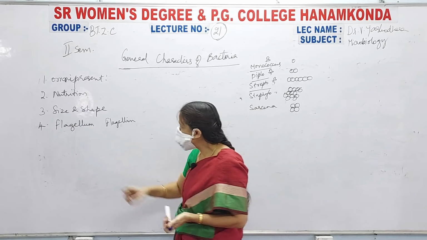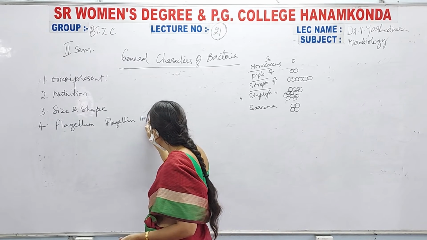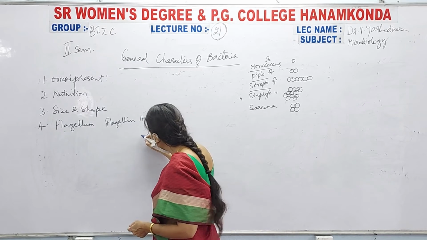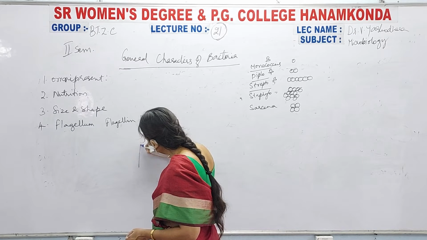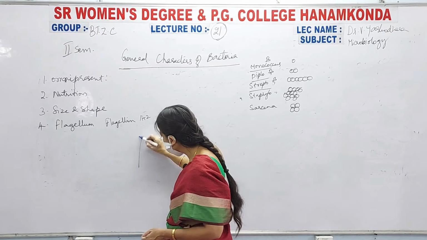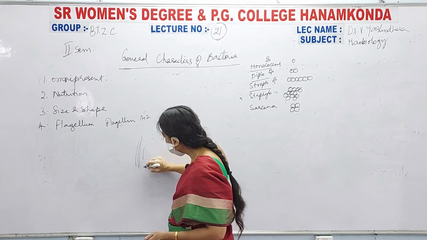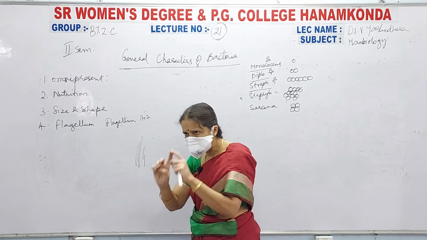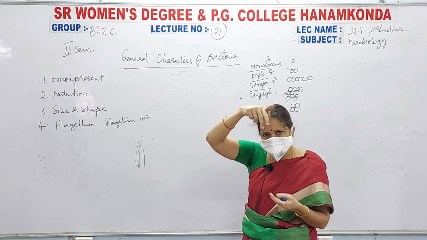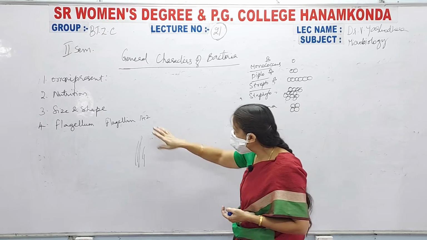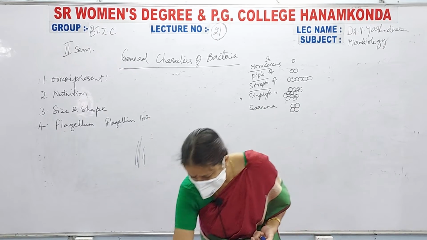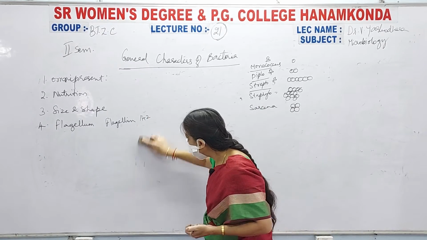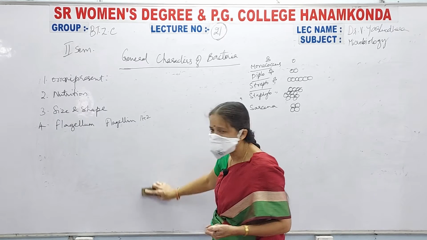Next, it consists of an 11 plus 2 arrangement. That means inside it consists of 2 fine thread-like structures which are surrounded by 11 fiber-like structures, and inside only 2 strings are there. This is known as the 11 plus 2 arrangement.